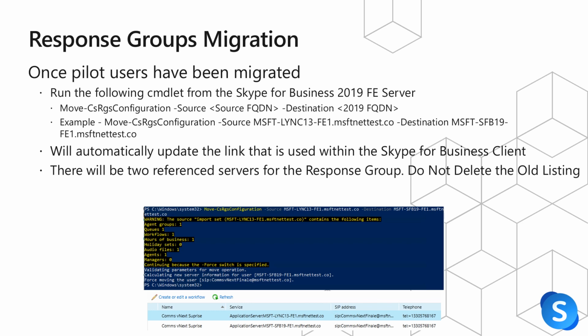The link that is used within the Skype for Business client to actually manage the response groups will automatically be updated once this migration has begun. So there will be two reference servers in the response groups. Do not delete the old listing. The old listing will be removed as soon as we decommission the Lync 2013 environment or Skype for Business 2015 environment.